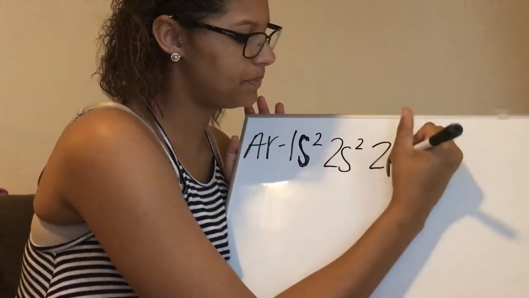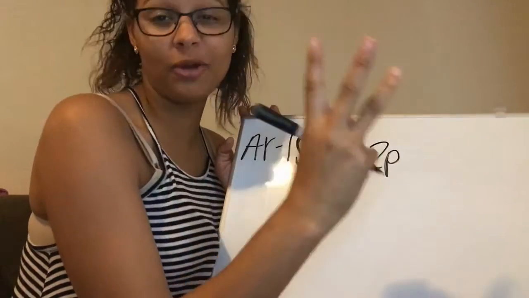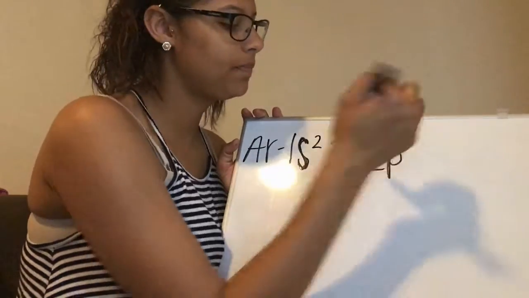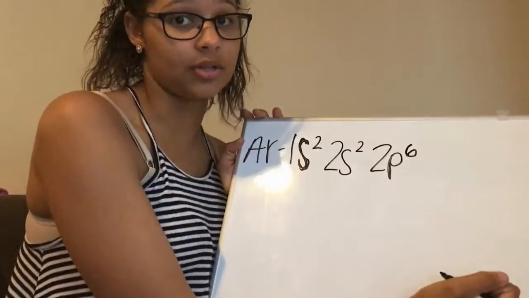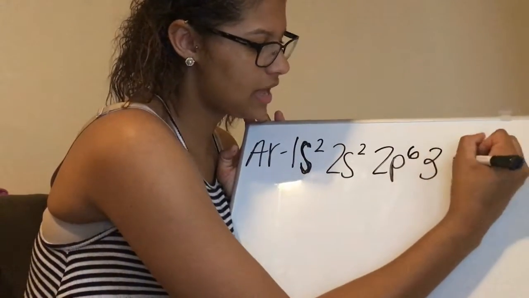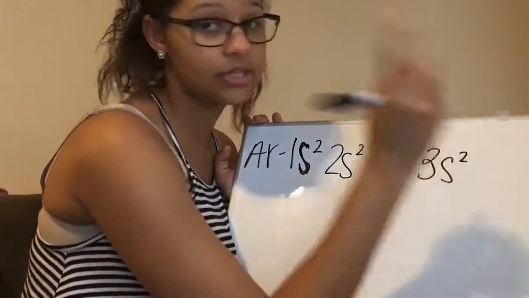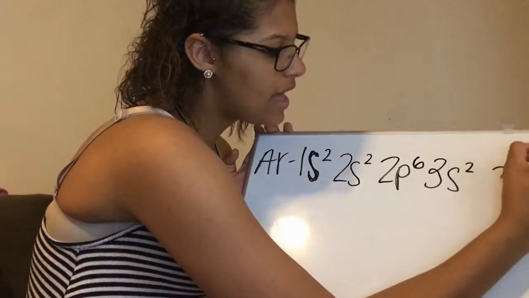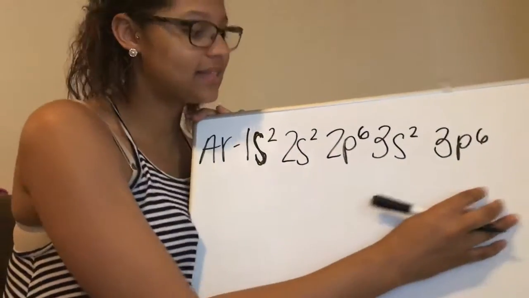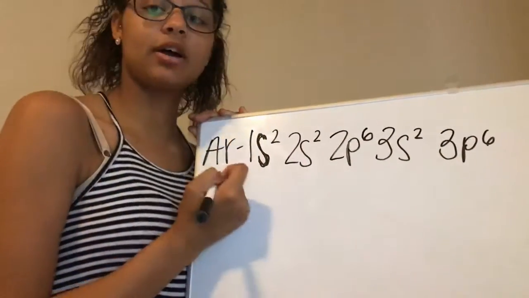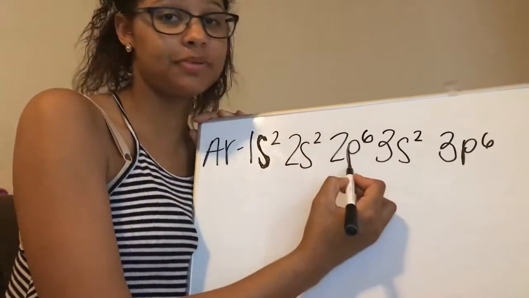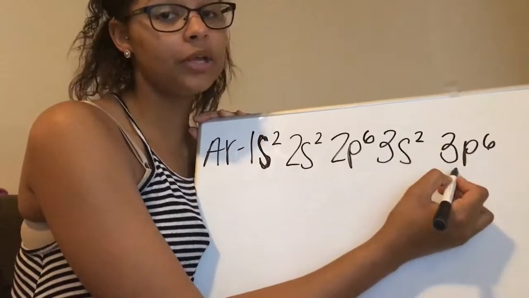Now you move to 2p. P, I told you, has 3 orbitals. Now 3 orbitals, every orbital has 2 electrons, so that equals 6 electrons. So P has 6 electrons. Keep going. 3s, s has 2 electrons, has 1 orbital. And we end in 3p6. This whole entire thing is argon's electronic configuration: 1s2, 2s2, 2p6, 3s2, 3p6.